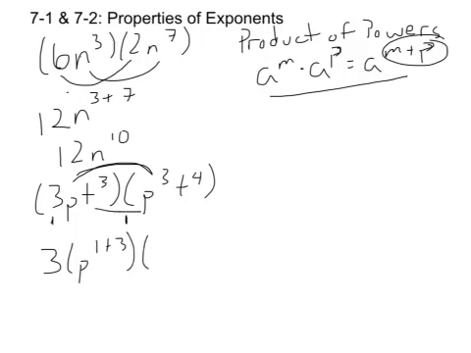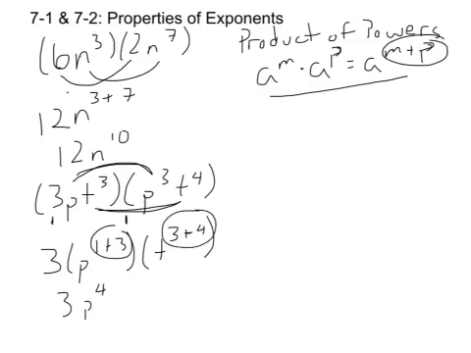And then I'm going to have my t's. I've got t to the 3rd times t to the 4th, which is t to the 3 plus 4. And this is the same as 3p. Well, 1 plus 3 is 4, so it's p to the 4th. T to the 3 plus 4 is 7. T to the 7th. 3p to the 4th, t to the 7th.